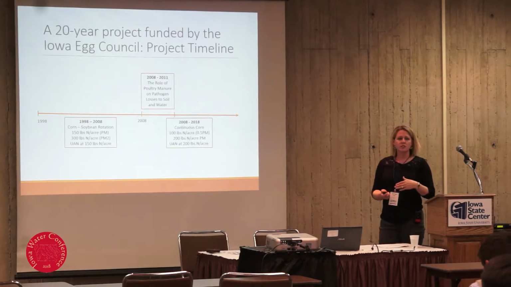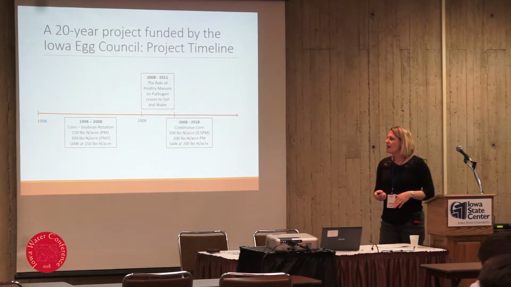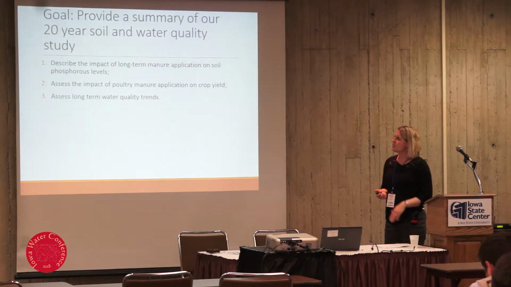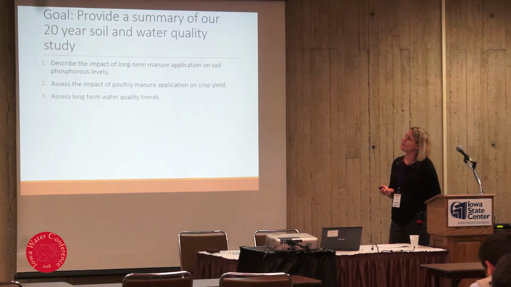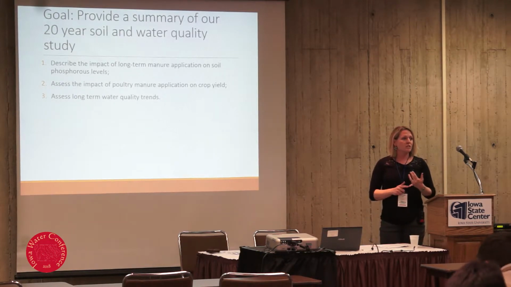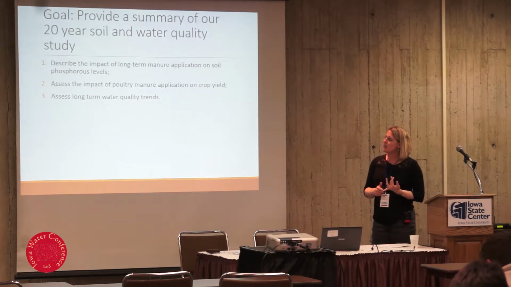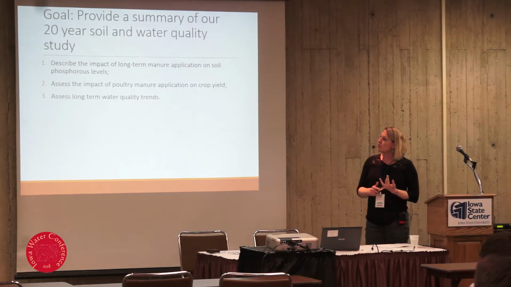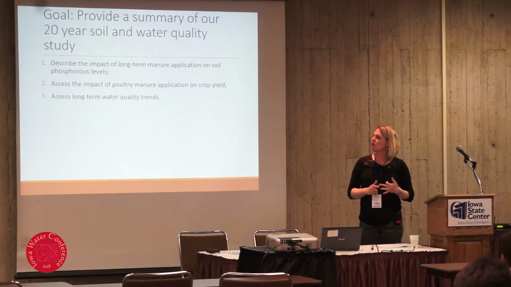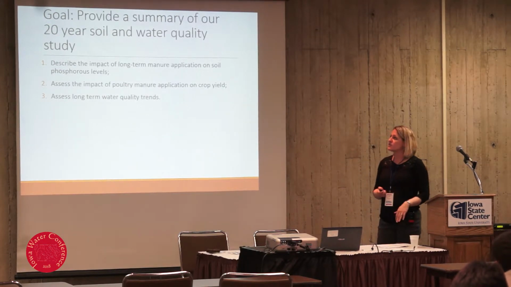So in 2017 was our last year of water quality monitoring, and so we've really been focused on kind of pulling the data together and telling the story. So the goal today is to give you kind of a summary of this 20-year study, present information on soil, so soil phosphorus levels over time, what kind of impact that has had. Look at the impact of the poultry manure on crop yield, and then also the long-term water quality trends, specifically nitrogen and phosphorus.